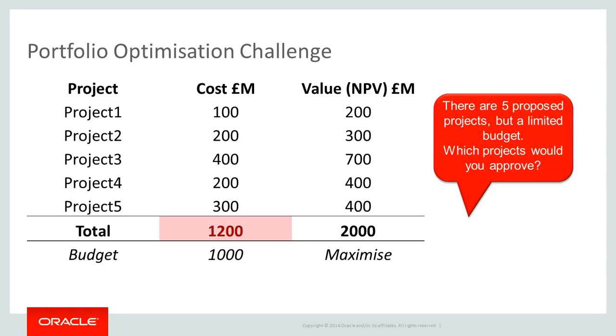Down at the bottom, you can see the total cost of doing all 5 is 1,200, but the budget is 1,000. Total value at the moment is 2,000. So you don't have enough money to do all of the projects. You need to cut one or more projects from your portfolio. The question is, which projects do you cut, which do you approve, in order to maximize value, but making sure that your total cost is within budget.